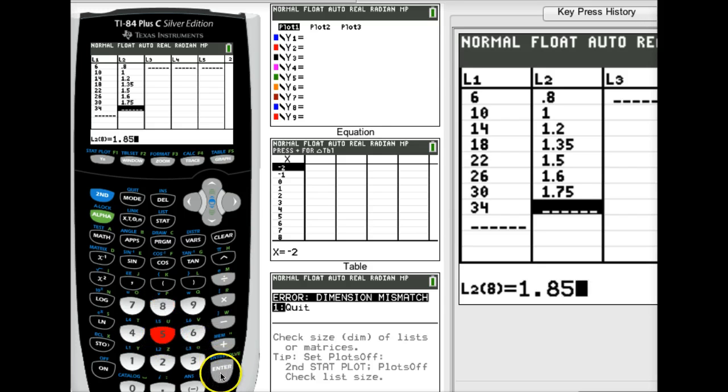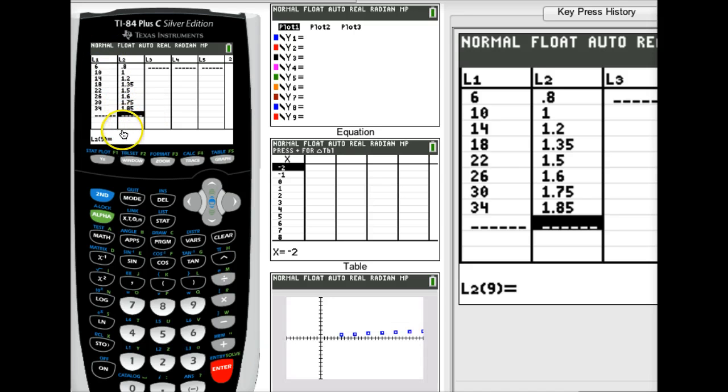When you finish entering the data, first of all, check that they match up. You should have the same number of data entries in both lists. Also double check them, because remember your answers are going to be wrong if you typed in 16 instead of 14 or something like that. So double check them: 6, 10, 14, 18, 22, 26, 30, 34. On the Y list: 0.8, 1, 1.2, 1.35, 1.5, 1.6, 1.75, 1.85. So make sure that those are in there.